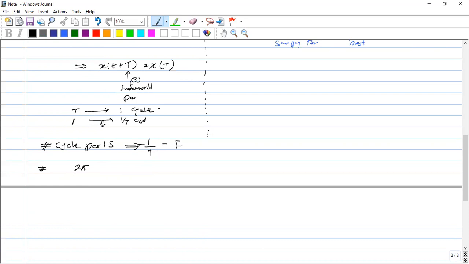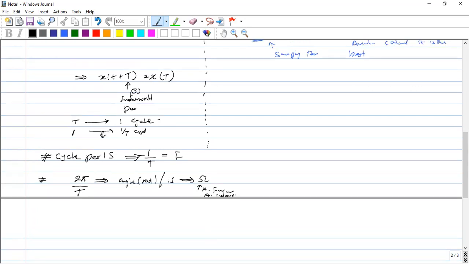So if I get the angle per 1 second, I can get it using 2π by T. That is the angle in radians per 1 second. We call that omega, the angular frequency or angular velocity.